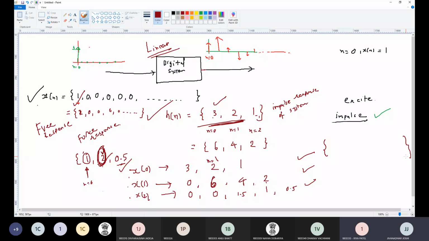3. Yes, you are correct. But only Ria is responding. Only Ria is responding. What about the second, at n equal to 2? Bolo, kya aayega output?